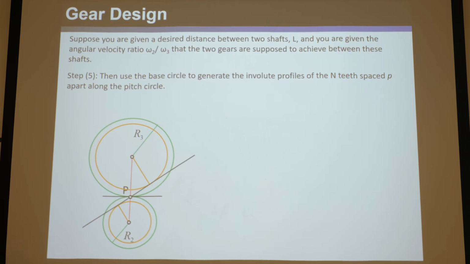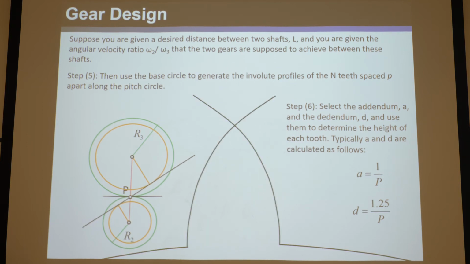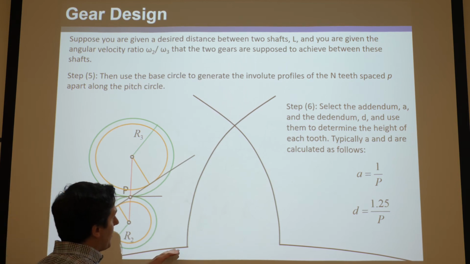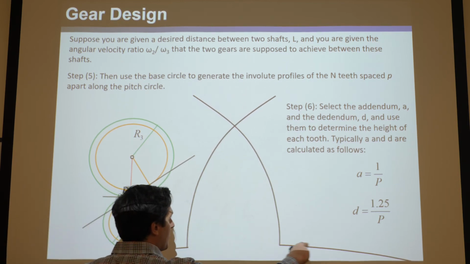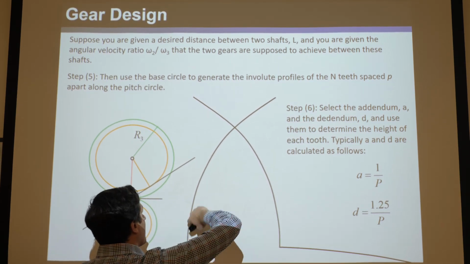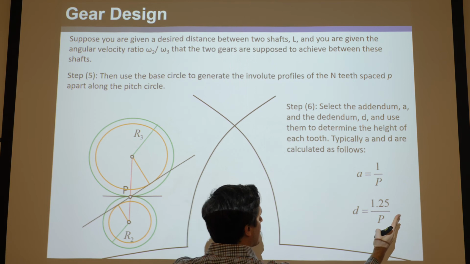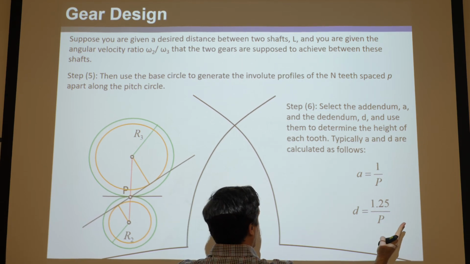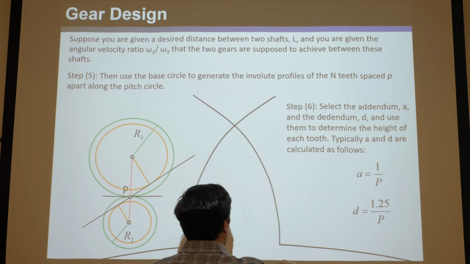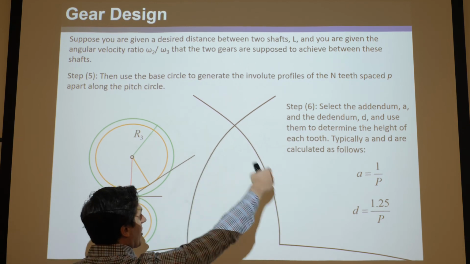Okay, so now you're getting close there. But now you can select the addendum A and the dedendum D and use them to determine the height of each tooth. First of all, remember, say this was the base circle, and you drew the involute profile going up here and it looked like that, and you drew the involute profile on the other side, and you had gear spacings a circular pitch apart. And you have all the right number of teeth. I probably should have drawn this as an orange circle. That's the base circle, and here are the teeth we draw.